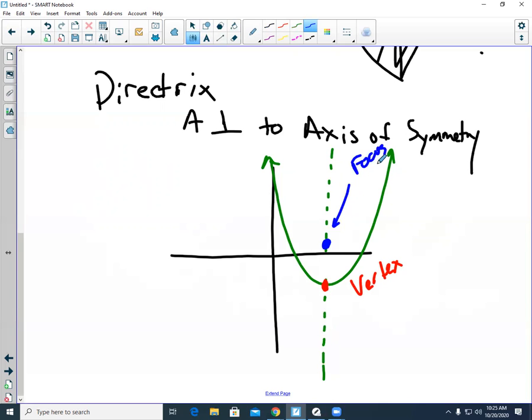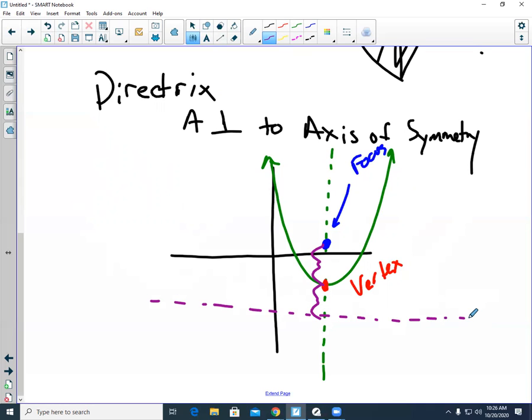I like to use X's for the focus so that I don't get it confused with other points. It doesn't really matter. You'll see me use them in examples in the future. Okay. Now, this distance right here is the same exact distance to what we call the directrix. And the directrix is a perpendicular line to the axis of symmetry. But you should notice that this distance and this distance are the exact same. Those two distances should be the same.